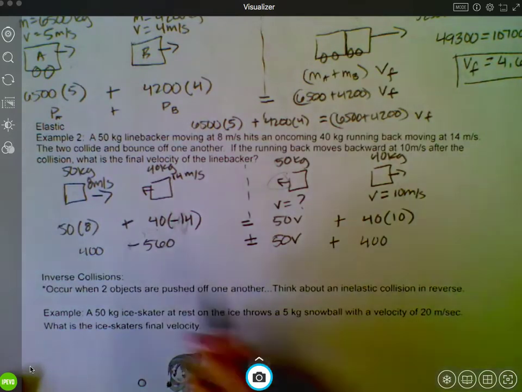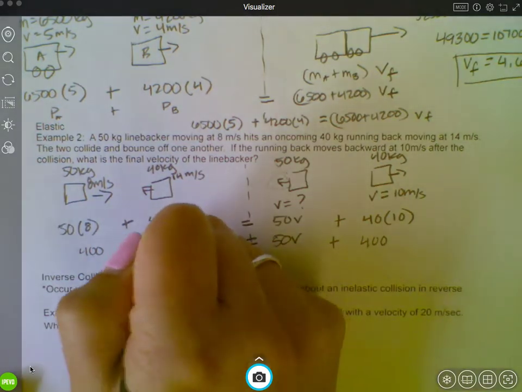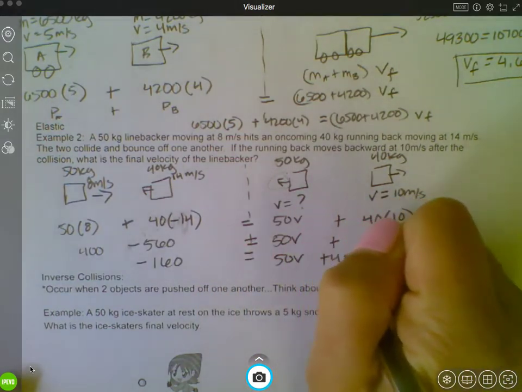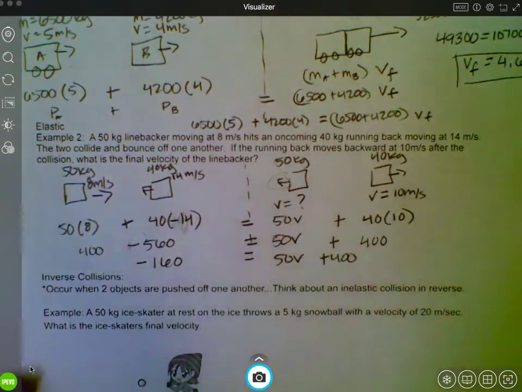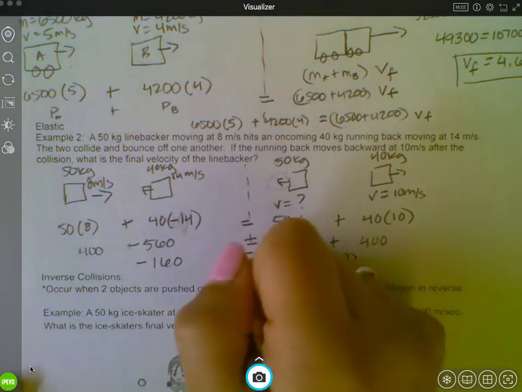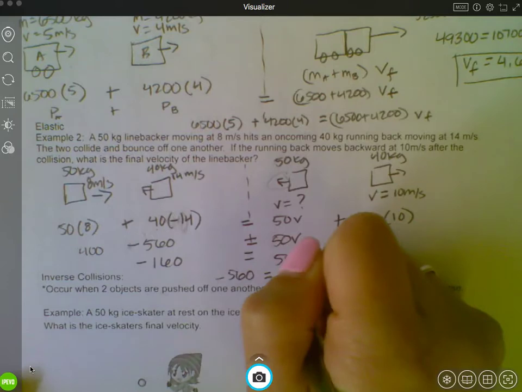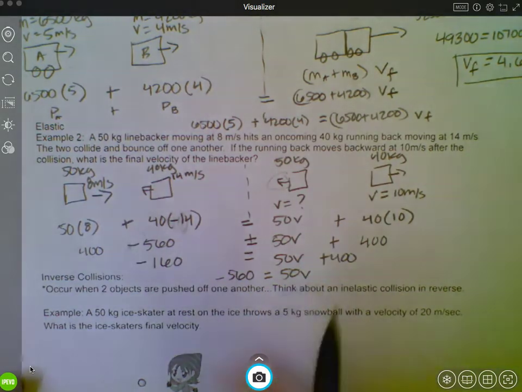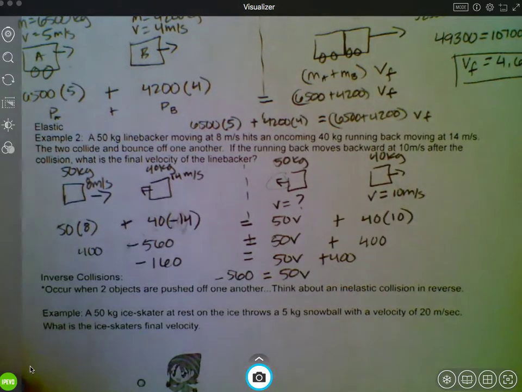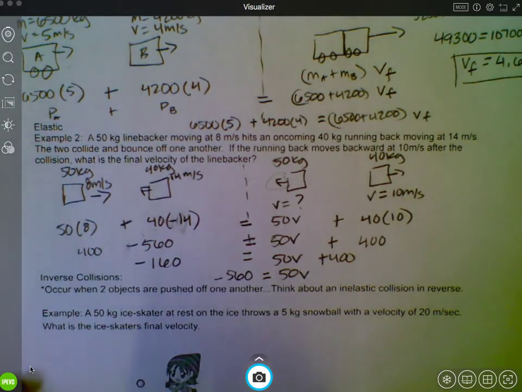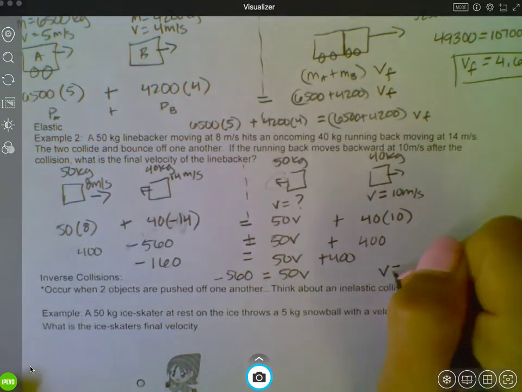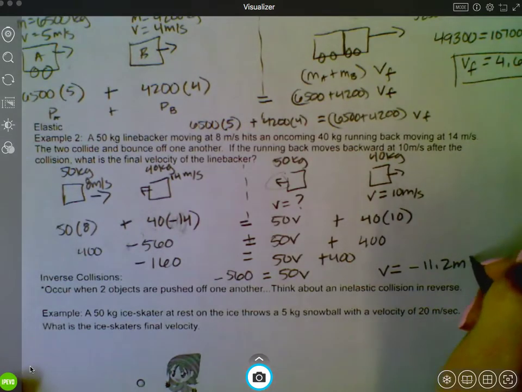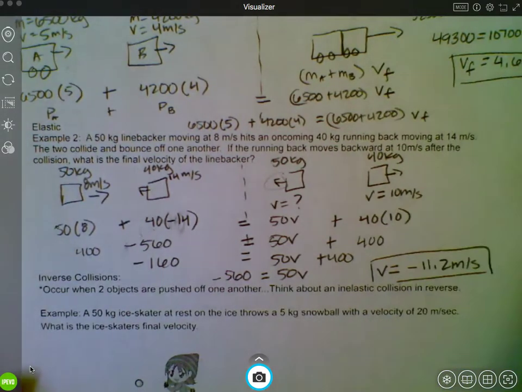Okay, let's actually finish solving here. So this is negative 160 equals 50V plus 400. I'm going to subtract 400 to the other side. So I get negative 560 equals 50 times V. This actually just ended up being lucky here that this is working out this way. And we'll do negative 560 divided by 50. And we get the final velocity for the linebacker is negative 11.2 meters per second. So he is going backward.